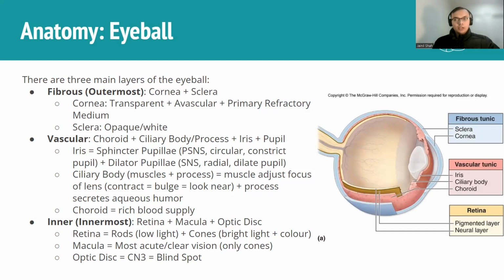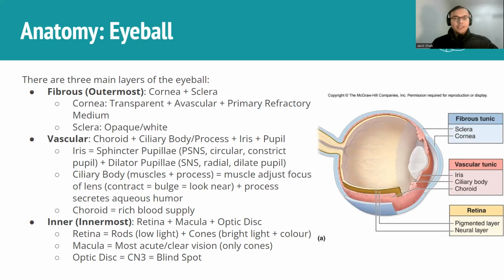Then we have the vascular part of the eyeball, which is composed of the choroid, the ciliary body and process, as well as the iris and pupil. So the iris is this structure which is composed of two muscles, the sphincter pupillae and dilator pupillae. Sphincter is going to cause constriction, dilator is going to cause dilation when it's activated. So think about what contexts you would have them being activated in.